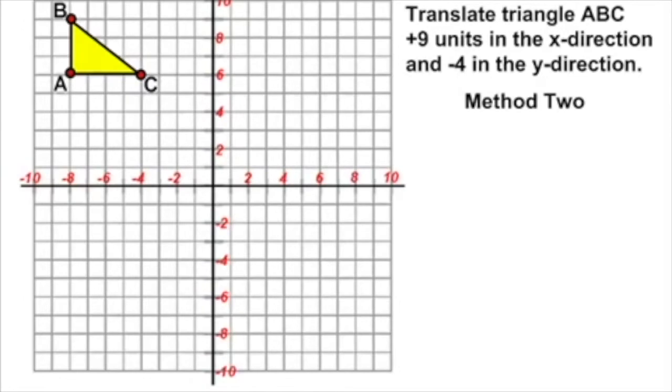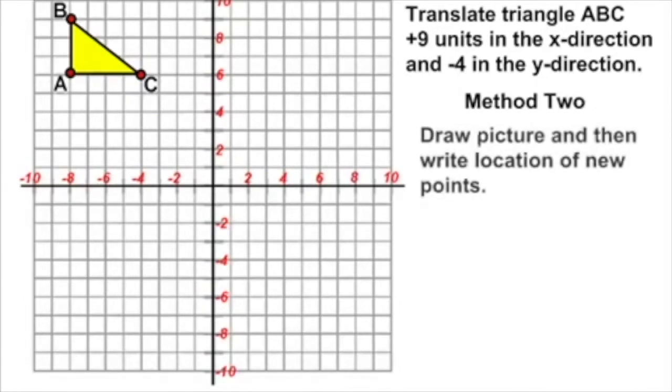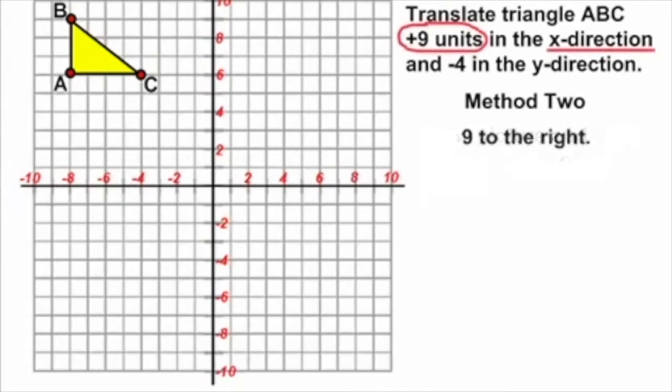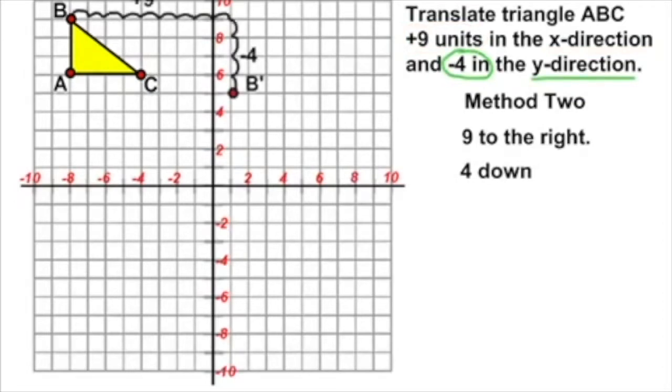And make 9 jumps in the x direction and 4 jumps downwards in the y direction, and then plot your new point. For example, if we put our pencil on point B, we can make 9 jumps to the right and 4 jumps down, and then record the new location of point B. We can do the same thing for point C and point A.